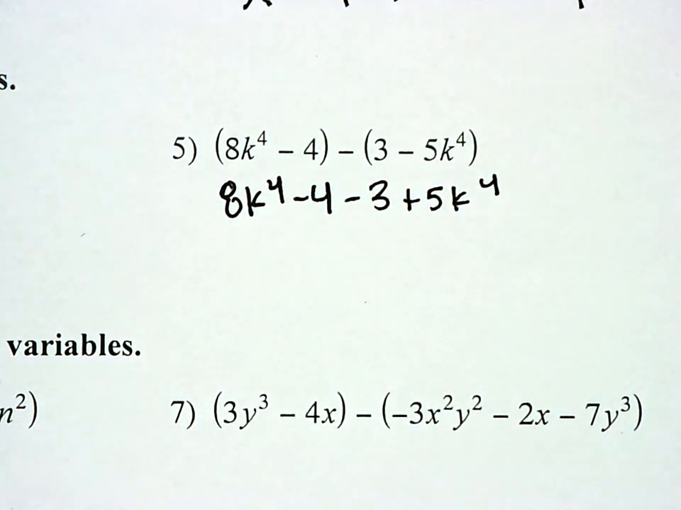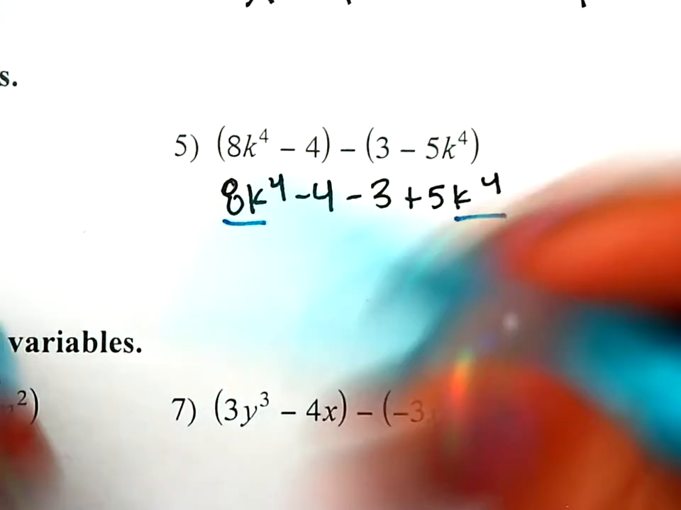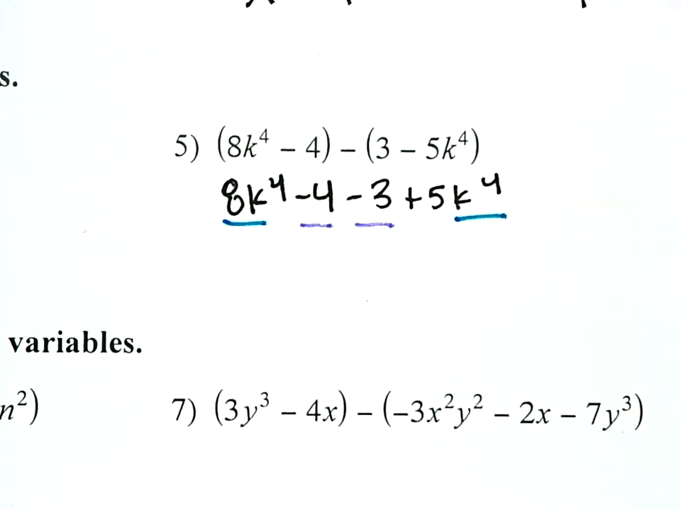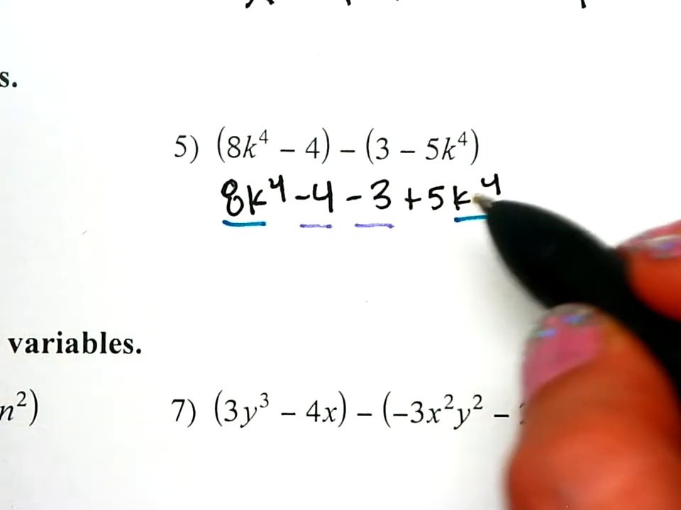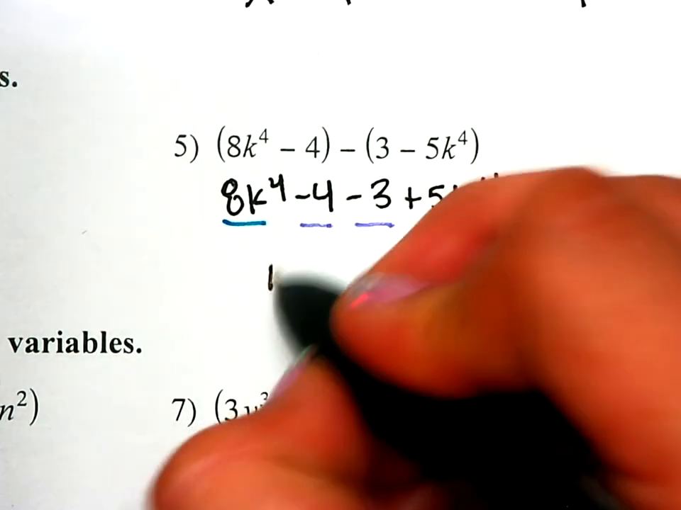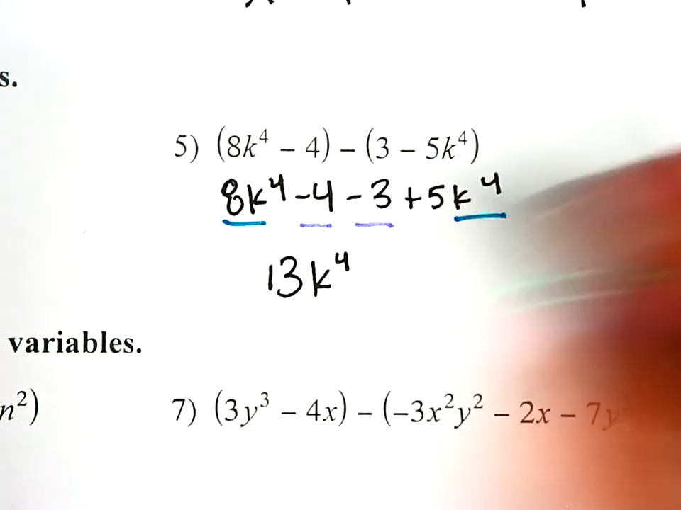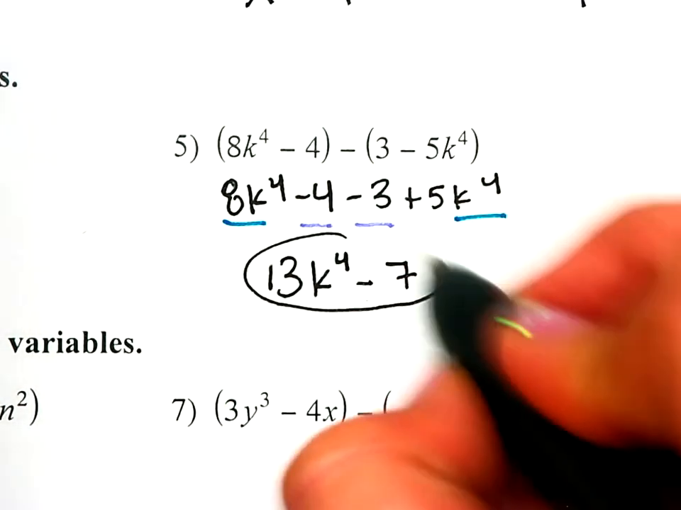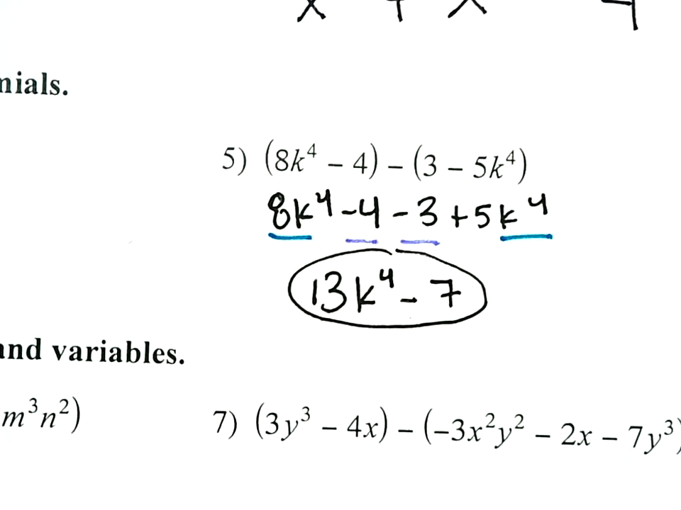Okay, so I see k to the 4th terms, and I see constants again. So a negative 4 and a negative 3. So when I add these together, again, I'm going to start with those k to the 4th terms. 8 plus 5, that's going to give me 13. So 13k to the fourth. And then these two terms added together is going to give me -7. So that's my final answer for that one.